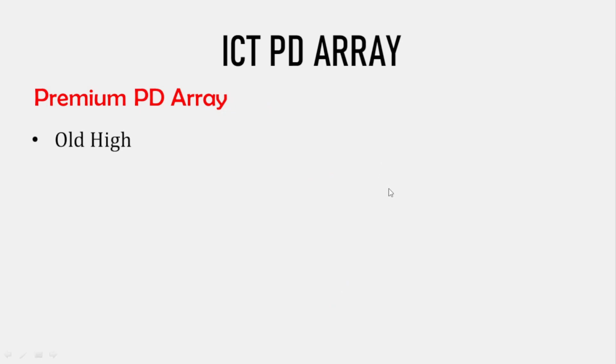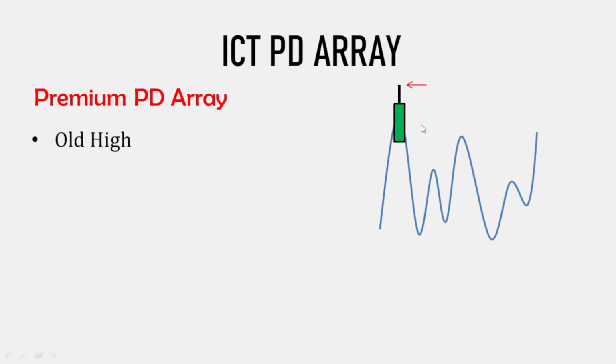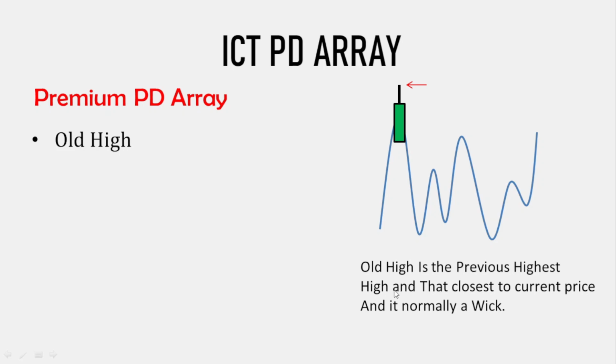First off, we have old high. An old high is the previous highest high that is the closest to current price, and it's normally a wick. The reason why it has to be close to the current price is that, let's say this chart right here is a 15-minute time frame. It is the highest point of the 15-minute time frame, because if you go to a 4-hour or a daily time frame, this is probably not the highest point, because of course there's going to be a higher time frame highest point, which is not this one, right?